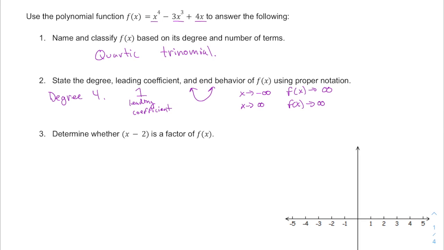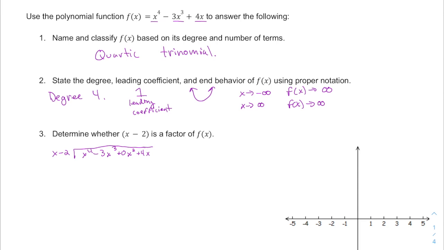To determine whether x minus 2 is a factor of f of x, one method that we have for this is to do polynomial long division. So we can set this up. X minus 2 is our divisor. We can use our original polynomial function, x to the fourth minus 3x cubed, I'm going to put in a 0x squared as a placeholder, and plus 4x. Okay. So we can use our original function f of x as the dividend.